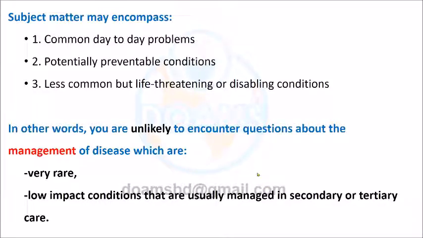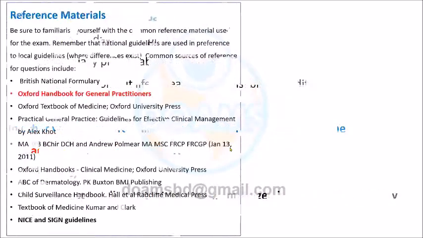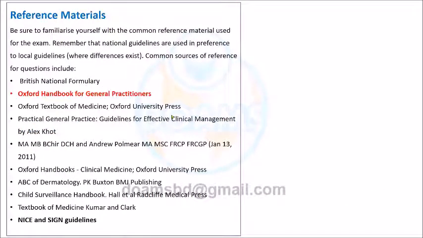These diseases are usually managed in secondary or tertiary care, not at the primary level. Remember, we are appearing in the exam at the primary level, the general practice level. It is also important. So these are some philosophical thoughts and understanding for the exam. And these are the reference materials. Don't worry that we have to look at them as reference books.